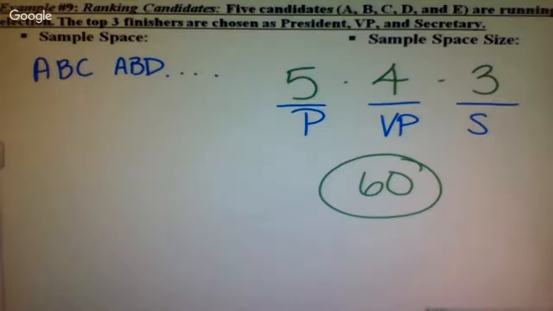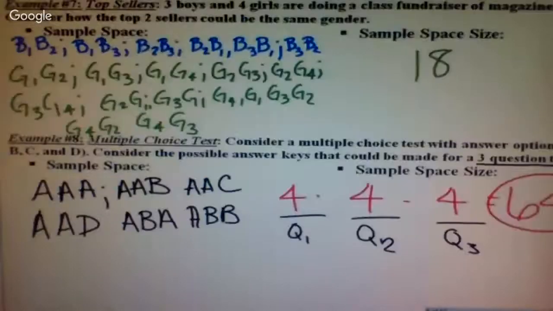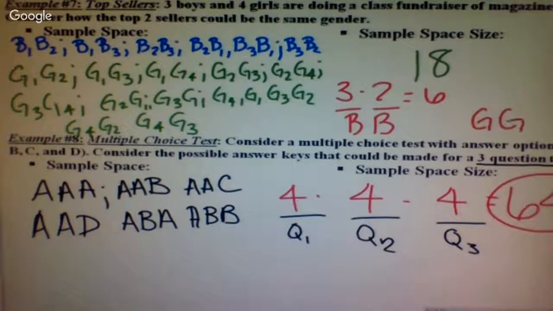There's 60 different options. So how would you do example 7 like that? Good question. So I need to pick a boy, a boy, and a boy. How many boys do I have to pick from? 3. I've picked that boy. How many do I have now? 2. That's 6. And then I need a girl and a girl. How many options do I have first? 4. And then 3, which gives me 12 and 6.